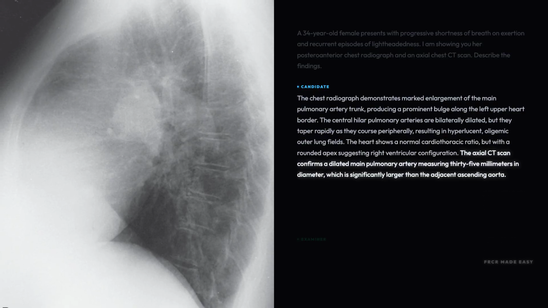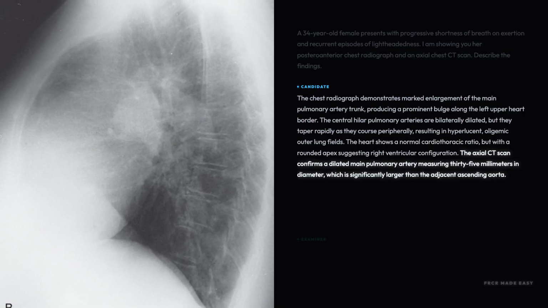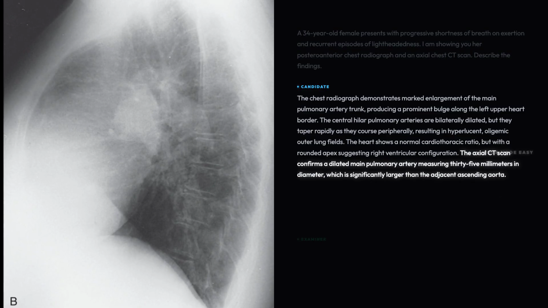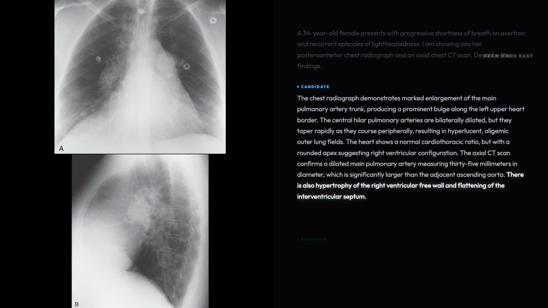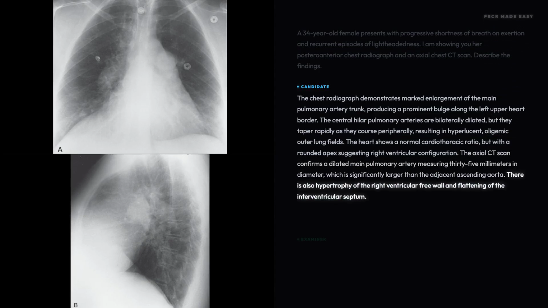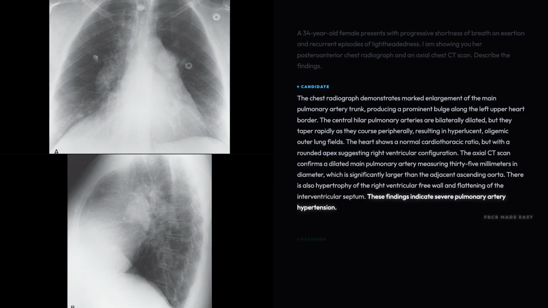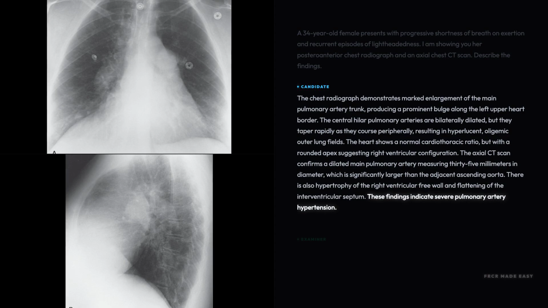The axial computed tomography scan confirms a dilated main pulmonary artery measuring 35 millimeters in diameter, which is significantly larger than the adjacent ascending aorta. There is also hypertrophy of the right ventricular free wall and flattening of the interventricular septum. These findings indicate severe pulmonary artery hypertension.